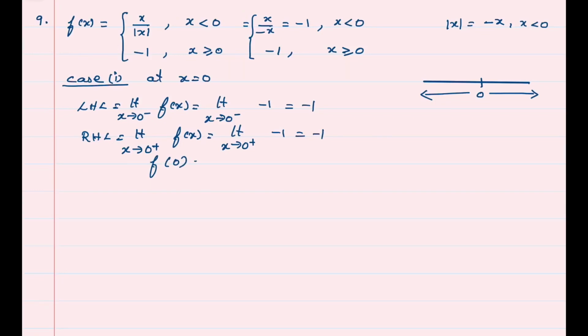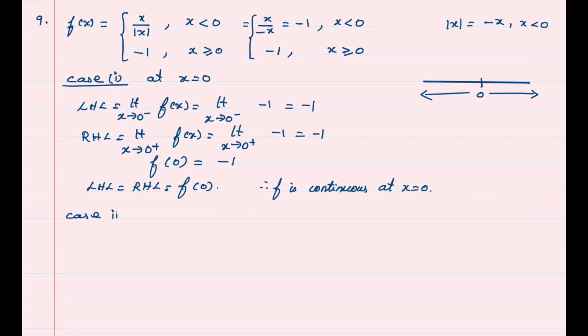f of 0, the x equal to 0 definition, is minus 1. LHL equal to RHL equal to f of 0. Therefore, f is continuous at x equal to 0. Case 2. We will check for the interval minus infinity to 0. Let c belong to the open interval minus infinity to 0.